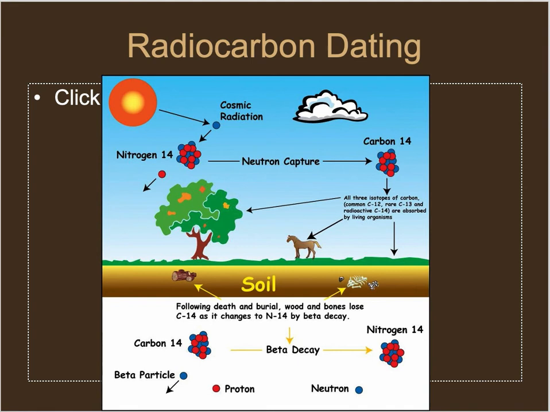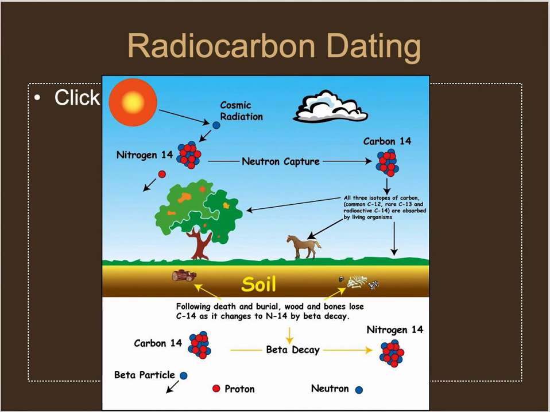Now, C14 is found in the atmosphere. It's found in the water, in the soil, in the plants that absorb the water and nutrients from the soil, the animals that eat the plants, the other animals that eat those animals, and us. So anytime we lose carbon-14, we replace it through eating and drinking and things like that.